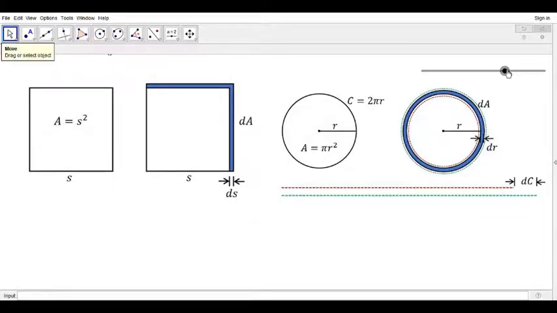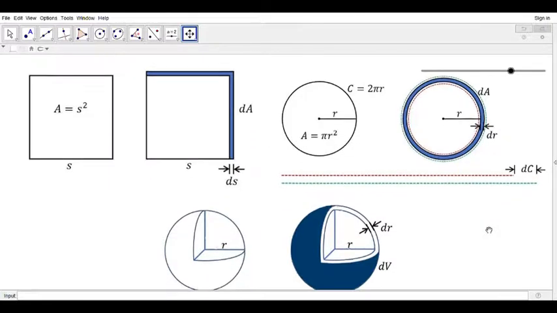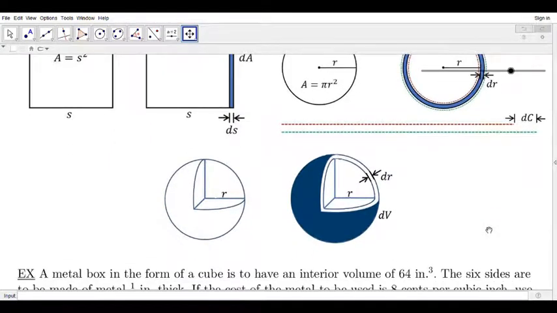Next, we have a sphere with radius r. Pretend it's our planet, even if our planet is not really a sphere. If we increase the radius by dr, say we want to include the atmosphere, then the volume increases. You could imagine that this added volume, estimated by dV, is the volume of just the Earth's atmosphere. All right.